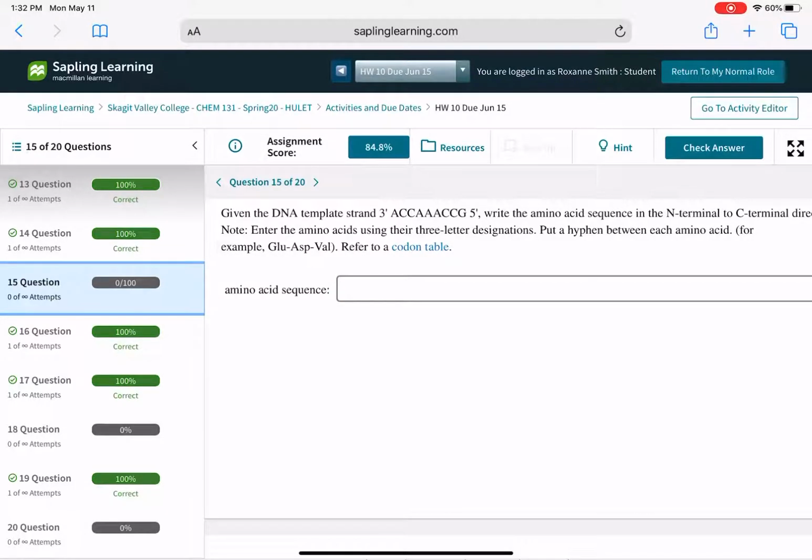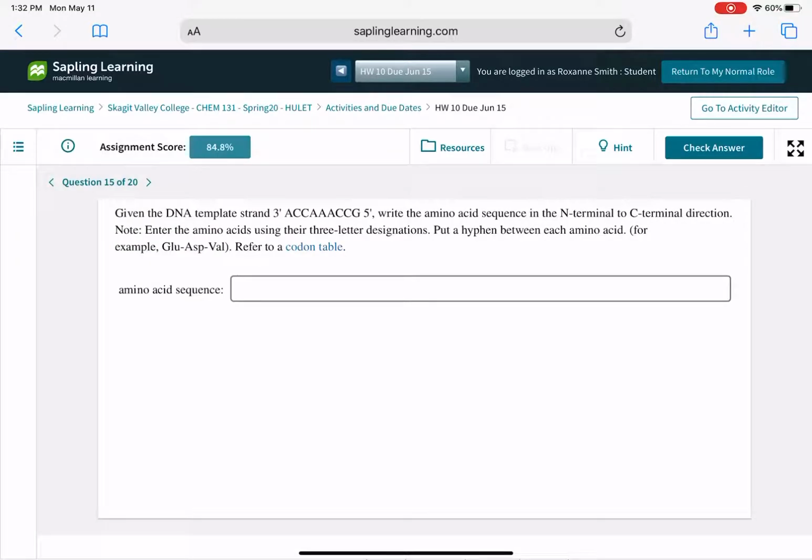I'm going to go over 3 problems from your homework 10 assignment, starting with question 15. I know all of this stuff is pretty straightforward in terms of switching from A to T and switching from C to G and vice versa. But sometimes some of the problems can look trickier than they actually are.